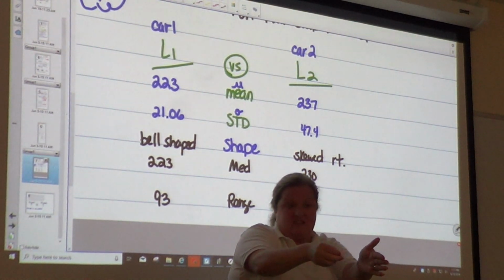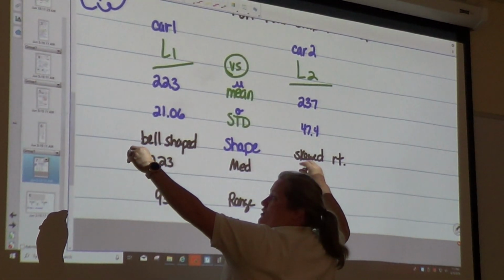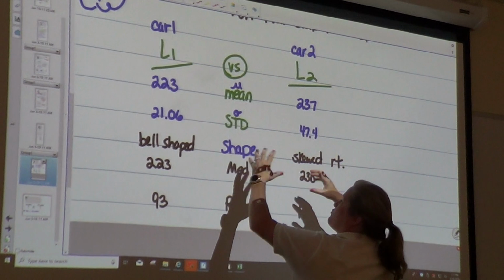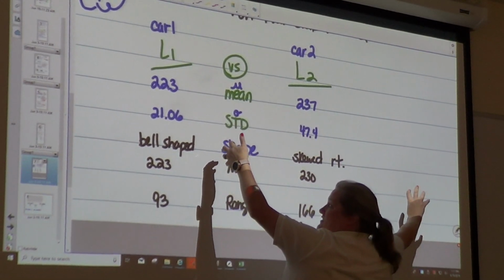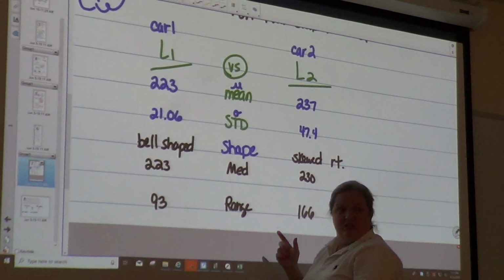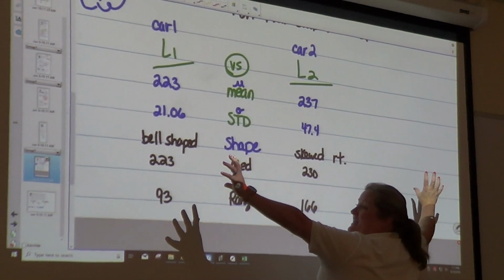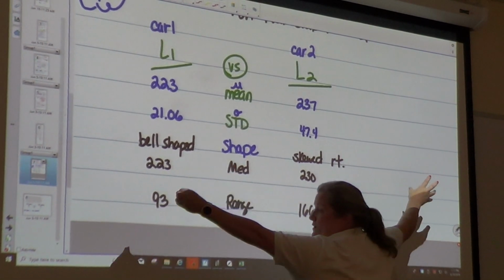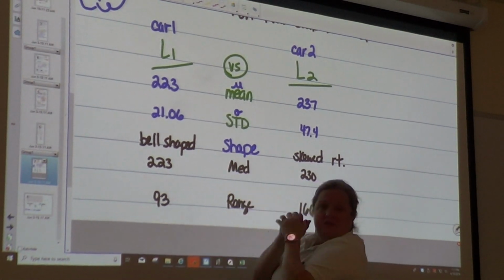It's more consistent. This one's bell-shaped, which means it has outliers at both ends. This one is skewed right, which means all the data is at one end and it has outliers at the other end. The medians are about the same. Oh, look at the range. 166 miles per gallon separates this one and this one. 93 separates this one and this one.